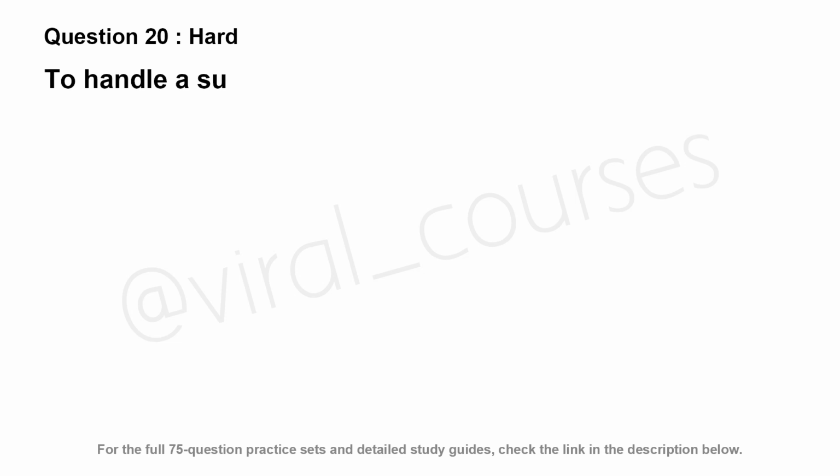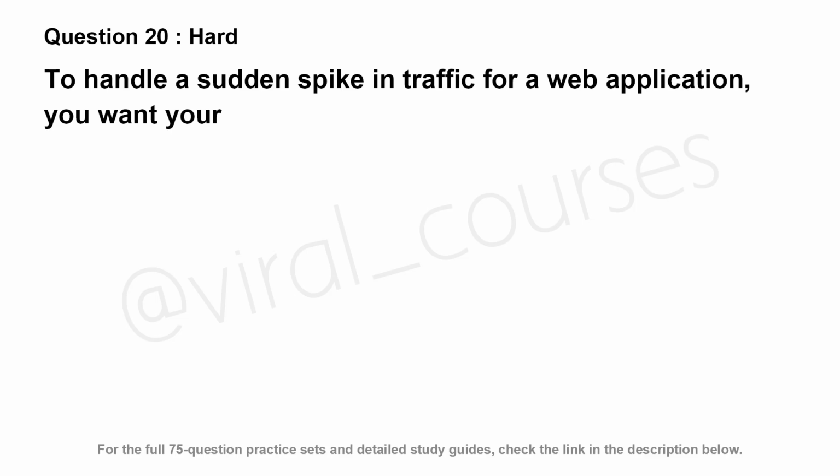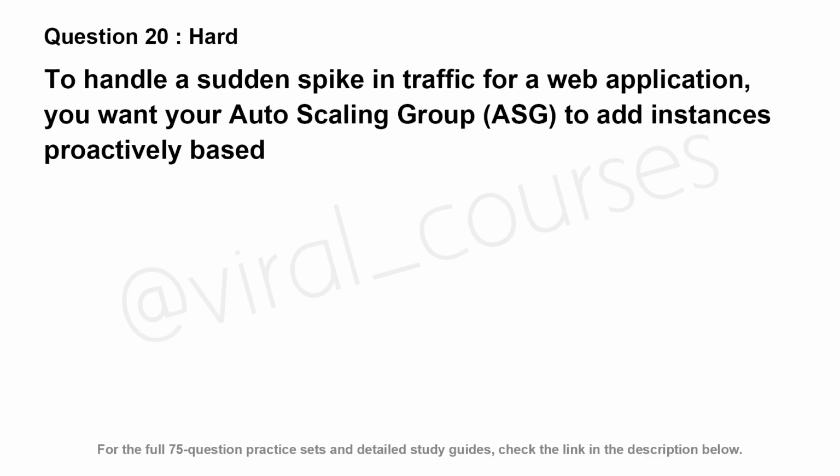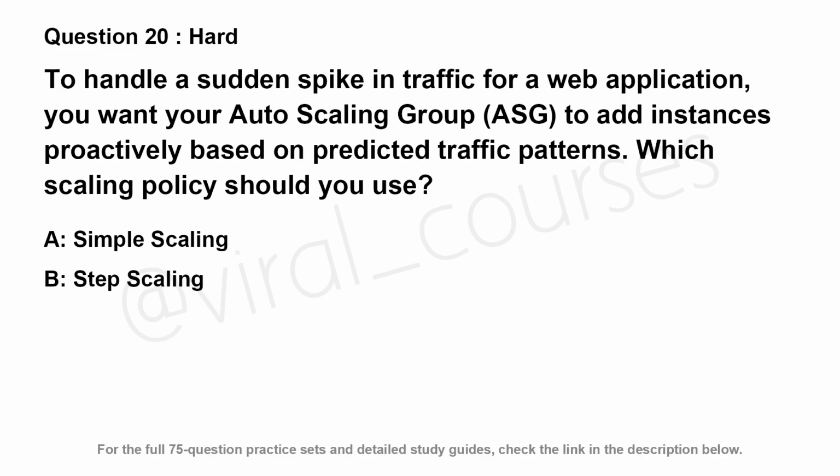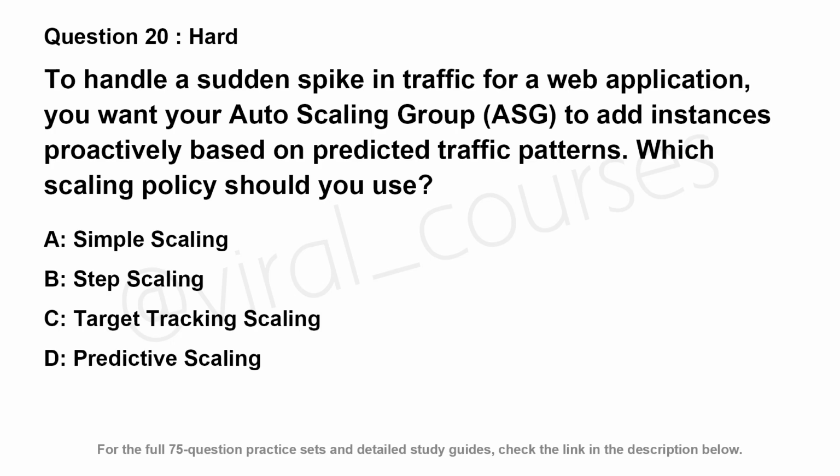To handle a sudden spike in traffic for a web application, you want your Auto Scaling group, ASG, to add instances proactively based on predicted traffic patterns. Which scaling policy should you use? Option A. Simple scaling. Option B. Step scaling. Option C. Target tracking scaling. Option D. Predictive scaling.